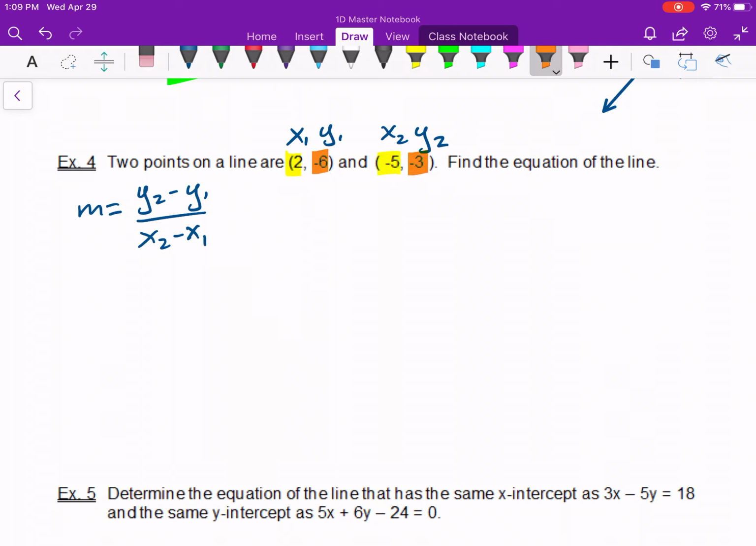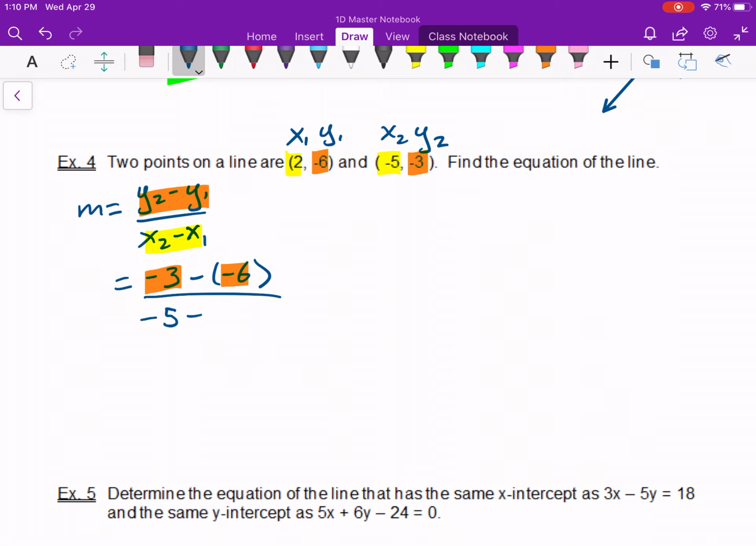X's come first, Y's come second, and then x1, y1 is just the first point, x2, y2 is just the second point. There's no excuse for not putting the numbers in the correct spot in the formula either, not if you're being careful. y2 is clearly negative 3, minus y1 is negative 6. Now this does require you to be careful. We've got y2 and y1, and we've got another minus sign in between them that's part of the formula. So yeah, we have to be careful here. But if we take a little time, it'll work out.